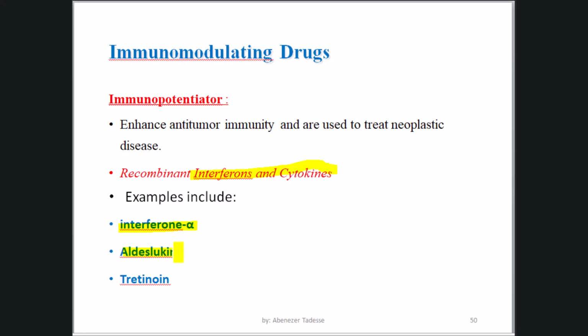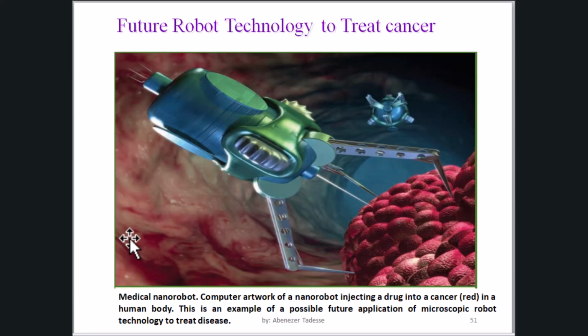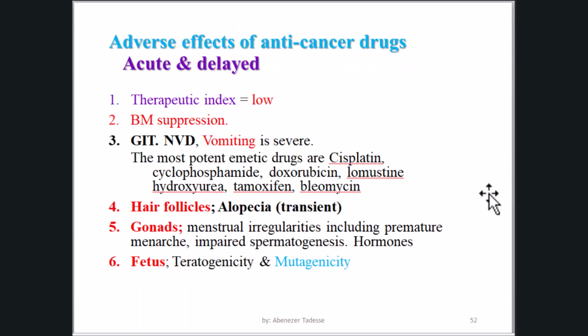The other one is tretinoin. These medications make cancer cells become differentiated. That means they make the cancer cell functional. So this means they can decrease the time the cancer cell can survive. The other one is the use of robotic technology to treat cancer. This is normally to deliver the medications directly into tumor cells without causing toxicity to unwanted cells. So they can targetedly attack the cancer cells. This is emerging technology.